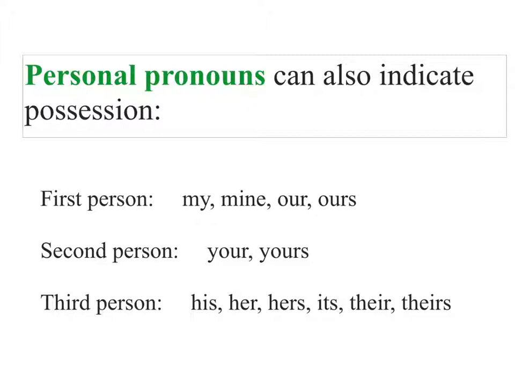Personal pronouns can also indicate possession. So, for example, first person personal pronouns, if they're indicating possession, they would be my, mine, our, and ours. And the second person would be your and yours. And the third person, it would be his, her, hers, its, their, and theirs.